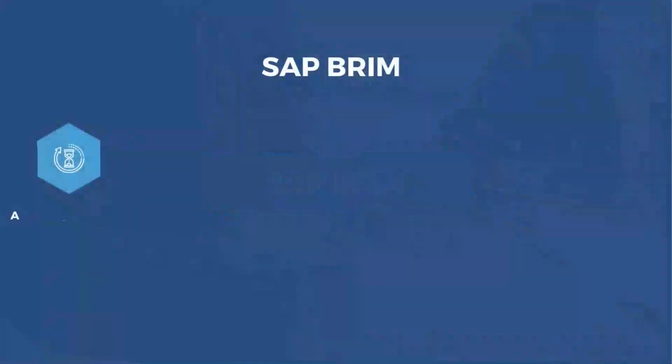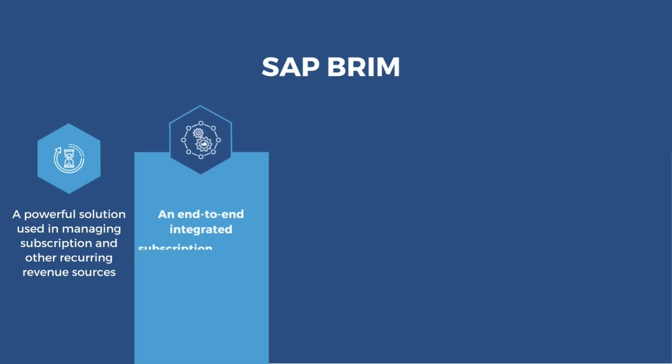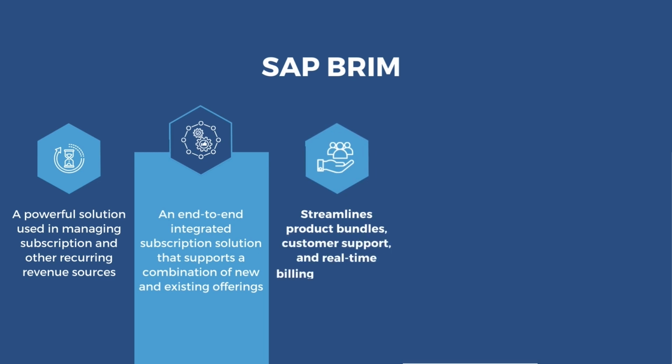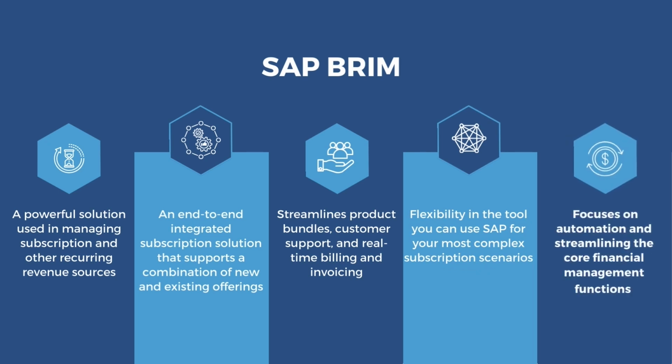SAP BRIM is a powerful solution used in managing subscription and other recurring revenue sources. It is an end-to-end integrated subscription solution that supports a combination of new and existing offerings. The solution streamlines product bundles, customer support, and real-time billing and invoicing. With the flexibility in the tool, you can use SAP for your most complex subscription scenarios. SAP BRIM focuses on automation and streamlining the core financial management functions around things like accounts receivable and revenue accounting.